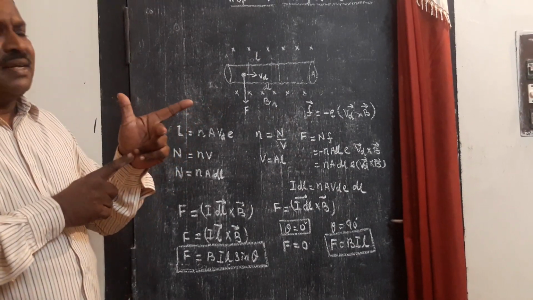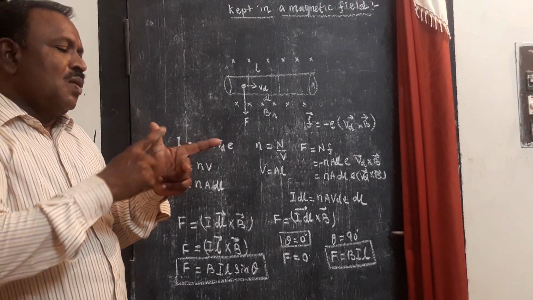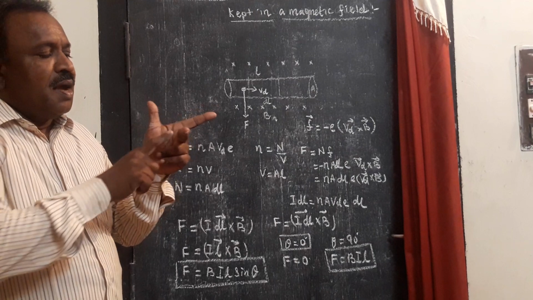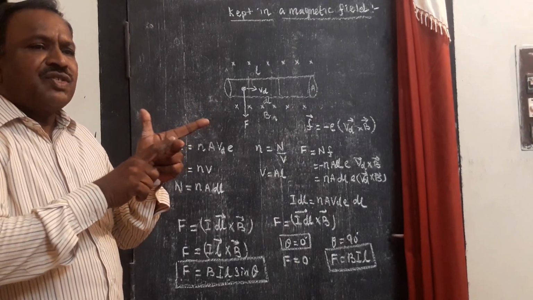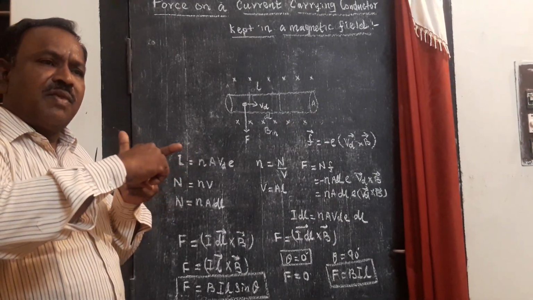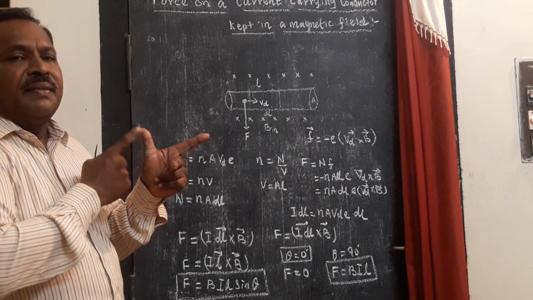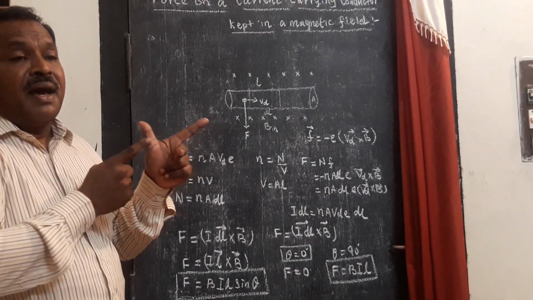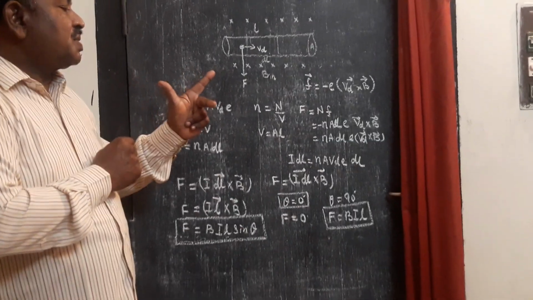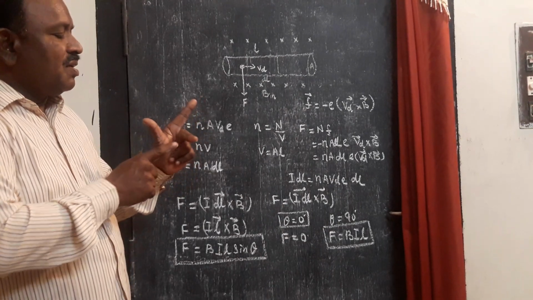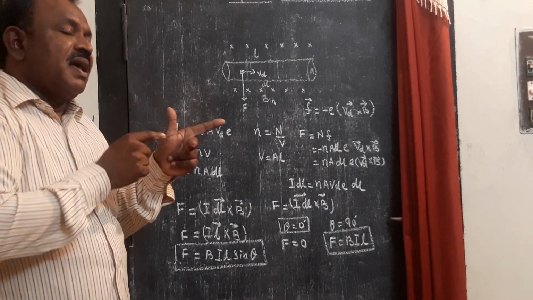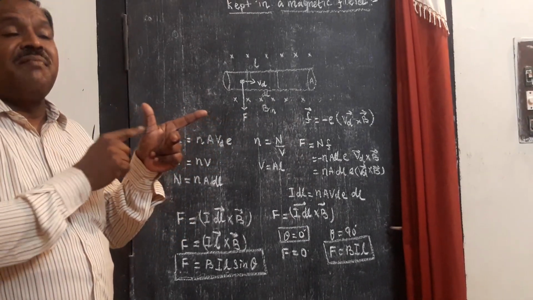What does this rule state? Stretch your thumb, forefinger and middle finger mutually perpendicular to each other. The middle finger represents the direction of flow of current. The forefinger represents the direction of the magnetic field, and the extended thumb represents the direction of the force on the conductor. When we apply this in the present case, we can see that the force is acting along the thumb.